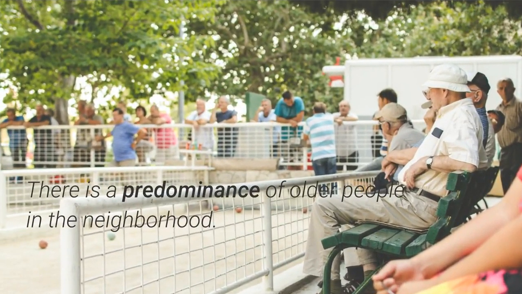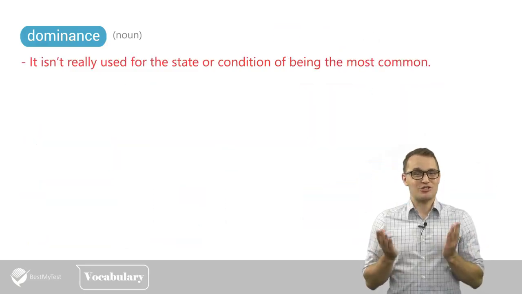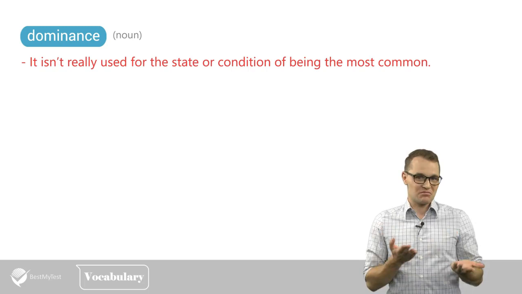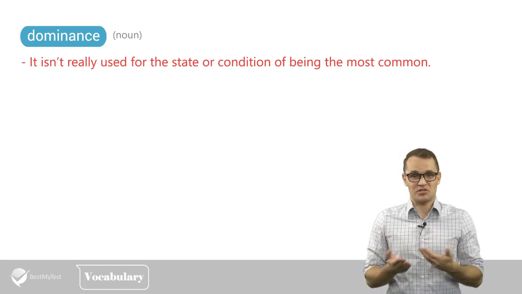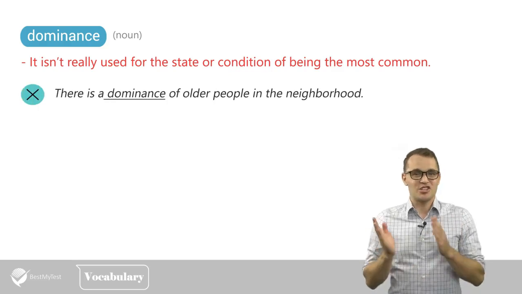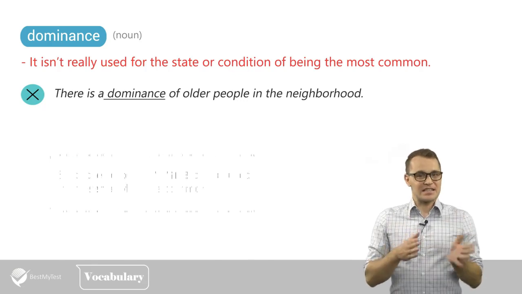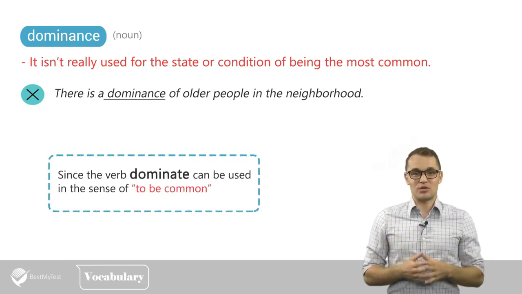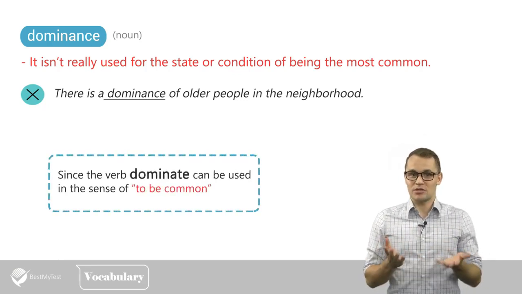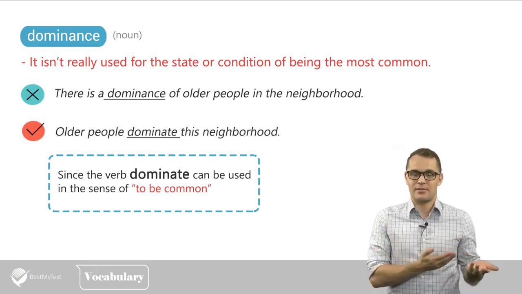There is a predominance of older people in the neighborhood. This means that there is a greater number of older people in the neighborhood. Please note that the noun dominance isn't really used for the state or condition of being the most common. So the following sentence is incorrect. There is a dominance of older people in the neighborhood. However, since the verb dominate can be used in the sense of to be common, you could use the verb dominate here and say older people dominate this neighborhood.